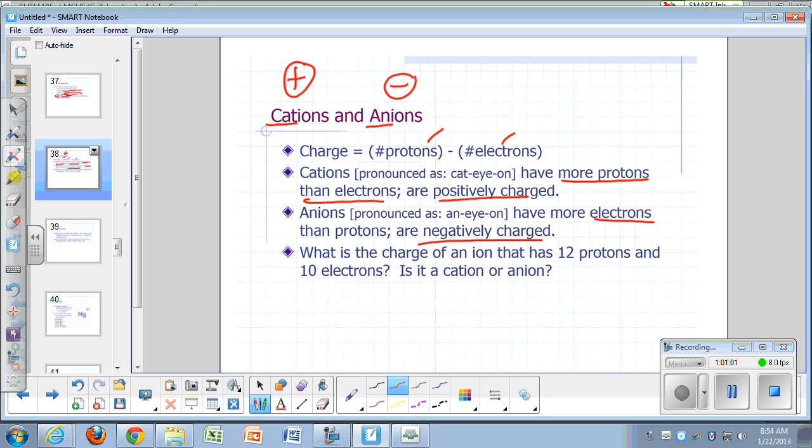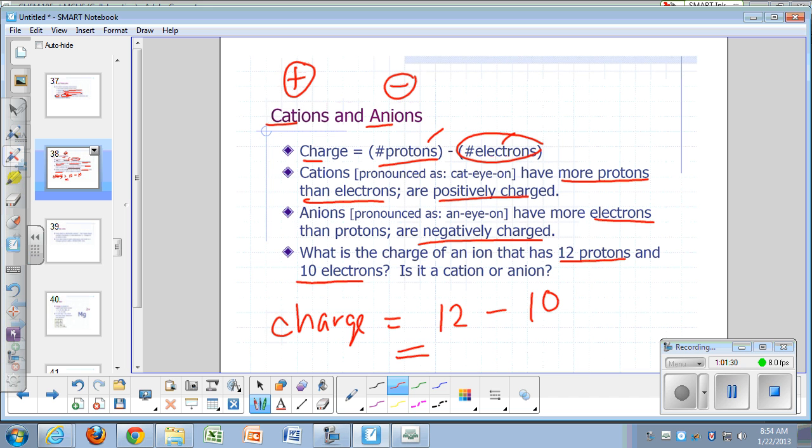So ions are formed by losing or gaining electrons. If you end up with fewer electrons, they have a positive charge. If you end up with more electrons, then you have a negative charge. An example here, let's say I have an ion that has 12 protons and 10 electrons. So what's our charge? Number of protons is 12 minus number of electrons is 10. You have more protons, so the charge is positive 2. You have 2 more protons than electrons. So this is a cation.